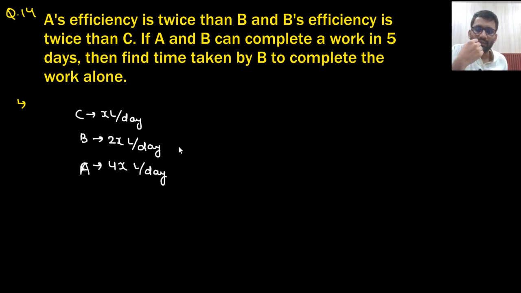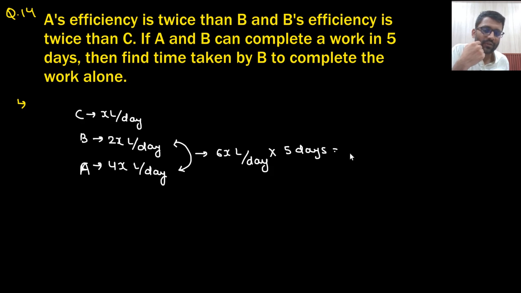This was A. So A and B together can do the work in 5 days. If they are working together, that means they are eating 6x laddu per day. And if they are working for 5 days, then the work will be completed. So what is the work?